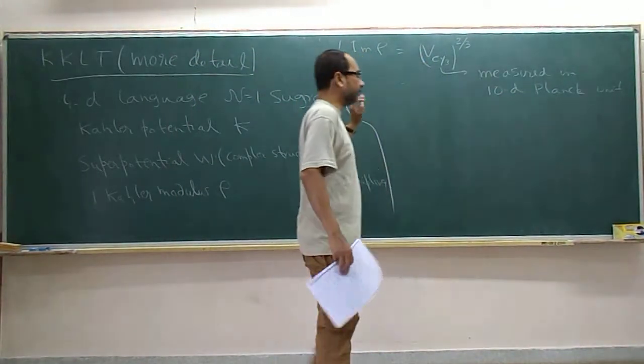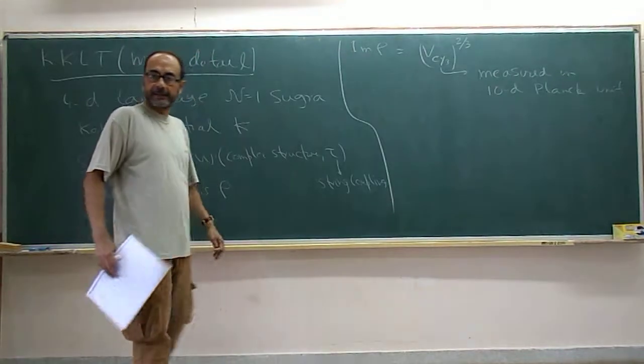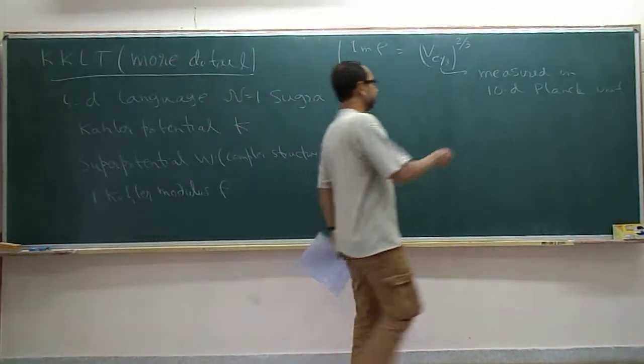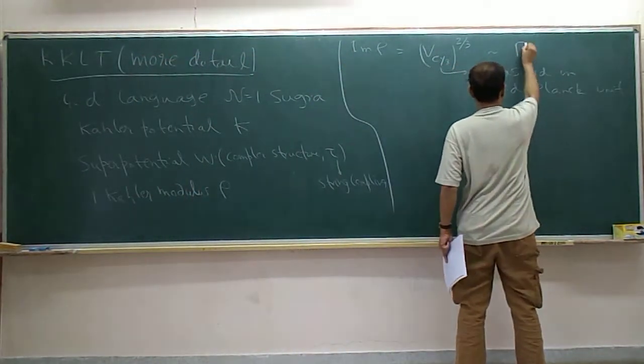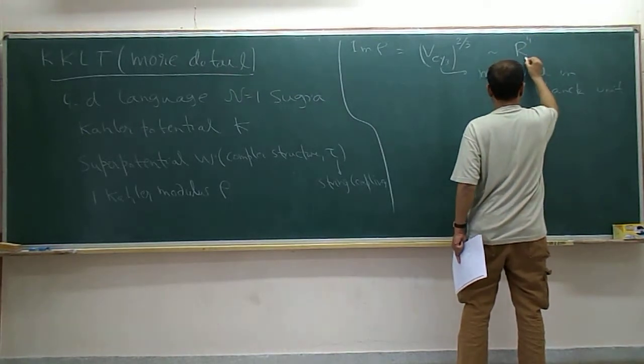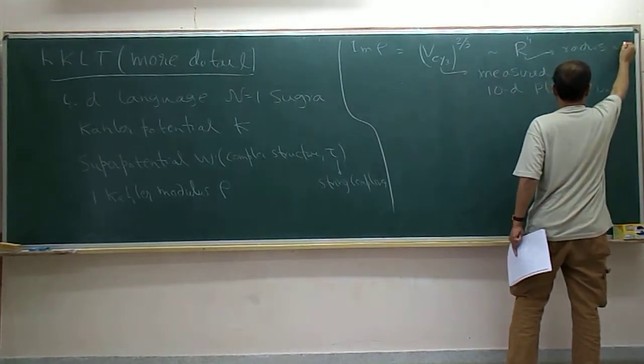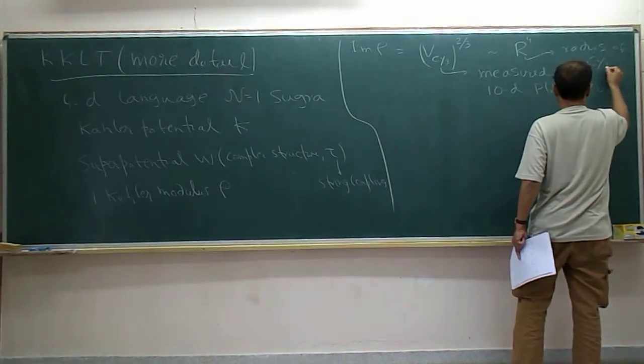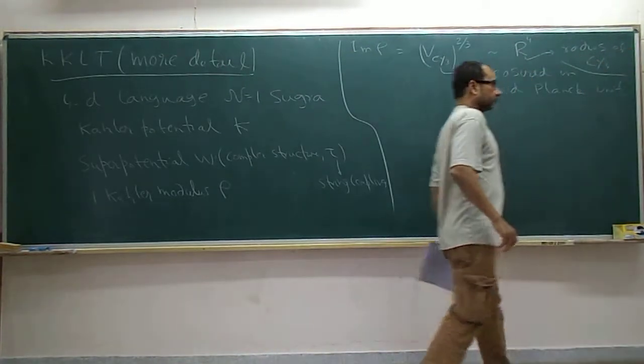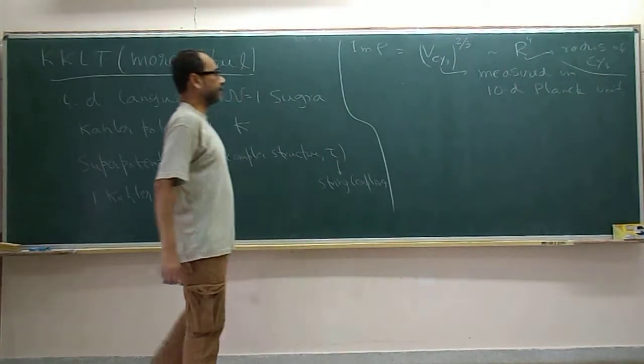Okay. From the 4D viewpoint, of course, we will just treat rho as another field. So this goes as r to the 4, where r is the radius of the Calabi-Yau, so Im rho goes as r^4, or r goes as (Im rho)^(1/4). Again, measured in the 10D Planck units.